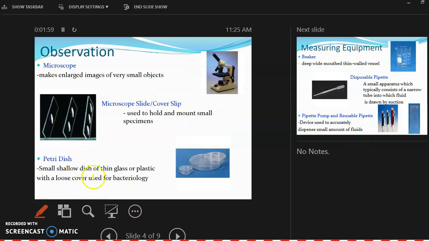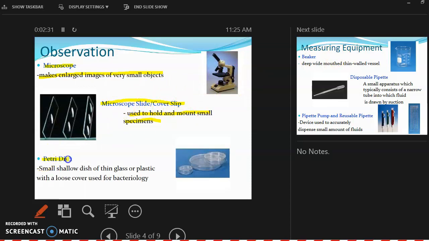Alright, so microscope. A microscope is going to make enlarged images of very small objects. So it's going to take objects that you can't see with just your eyes and enlarge them so you can see them through the microscope. A microscope slide or a cover slip is used to hold a small amount of the specimen. So in order to view what you're trying to view in the microscope, you have to put it on a microscope slide or a cover slip.